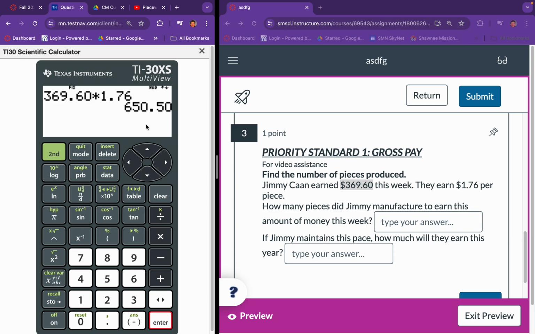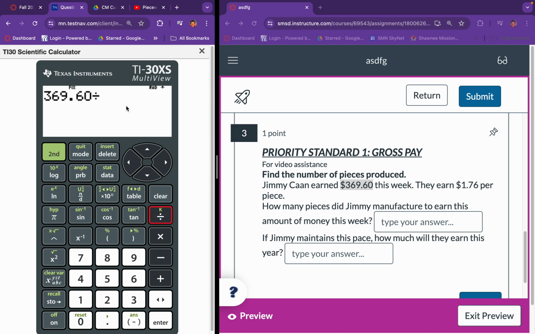How many pieces did Jimmy manufacture to earn this amount of money this week? Well, that is rare. Normally it doesn't come out to be a decimal. This must be something that they can divide into pieces. Let me make sure I typed it in right. 36960 divided by, see my error? Ooh, yep, that's my mistake. Let me go back and fix this. I knew that you can't get paid for part of a piece. You have to make an entire piece. So that's how I knew my answer was wrong.